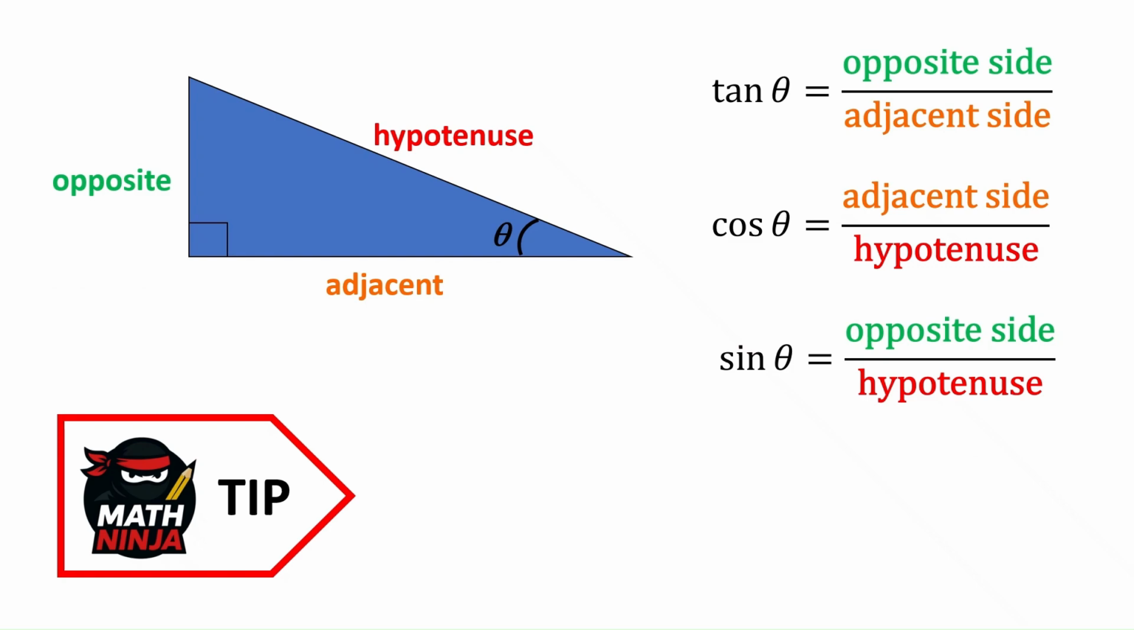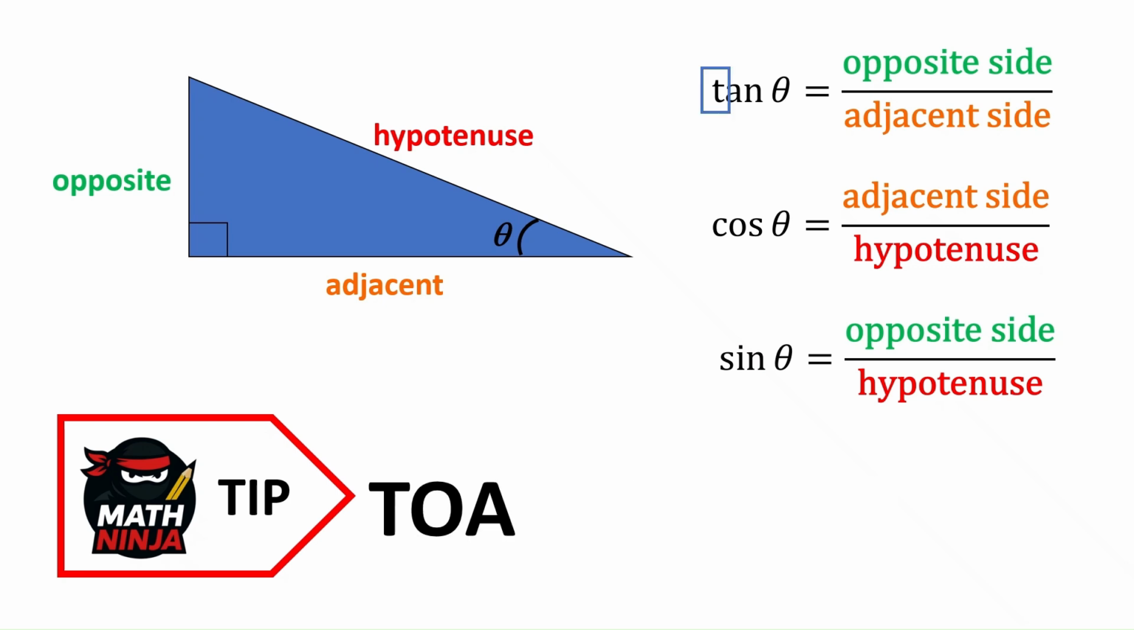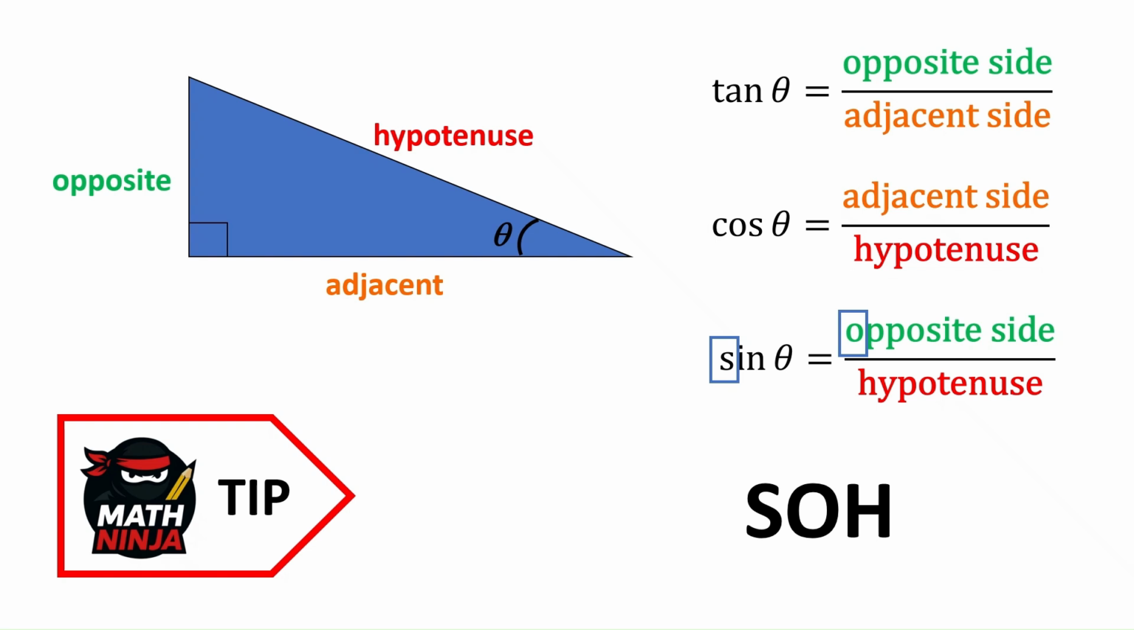You can use the mnemonic Tua Ka So to help you remember the three trigonometric ratios, where Tua represents tangent equals to opposite side over adjacent side. Ka represents cosine equals to adjacent side over hypotenuse. And So represents sine equals to opposite over hypotenuse.